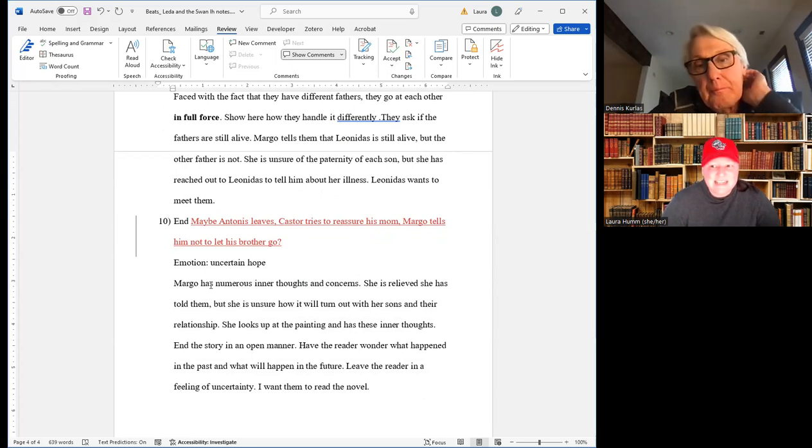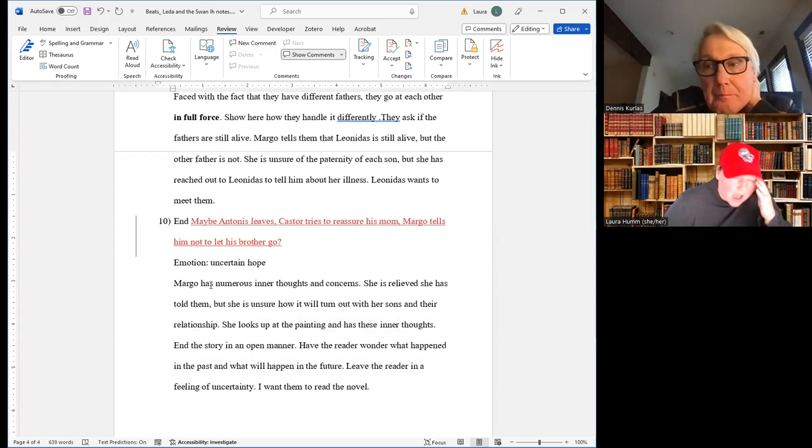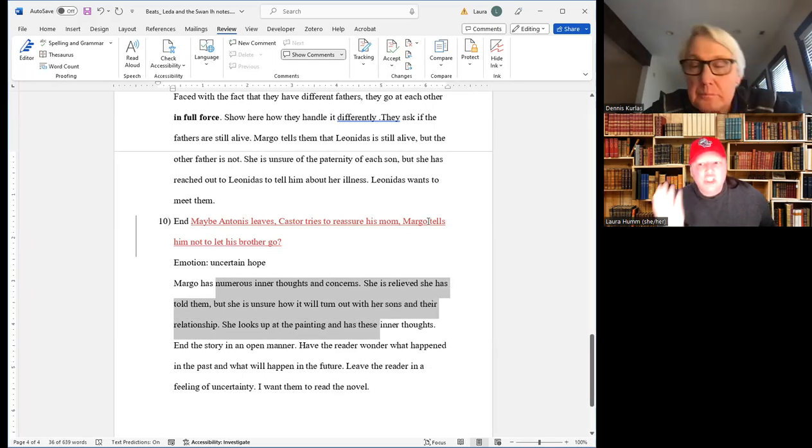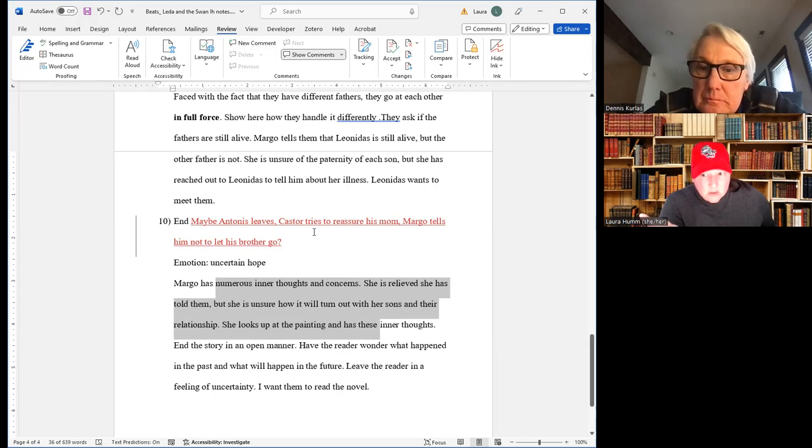Castor stays behind to tell his mom, you've got that great line in there about like, Mom, you were always enough. This doesn't change anything. Maybe he stays, and then the way that you show this inner thought and concern, instead of her just thinking about it, she has Castor to talk to, and she can say, don't let your brother go alone, right?